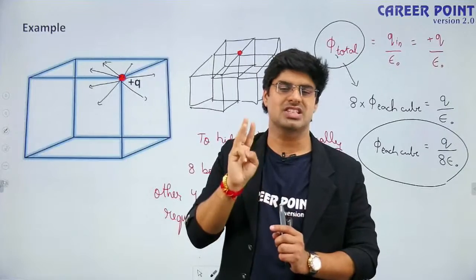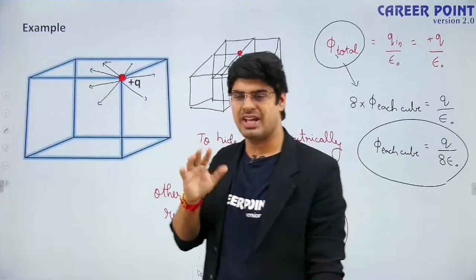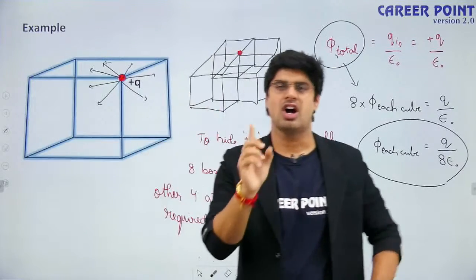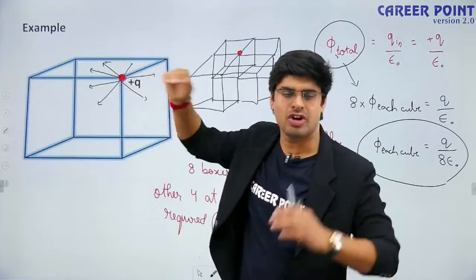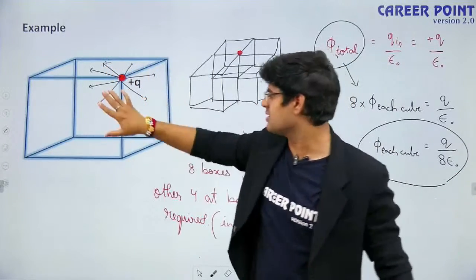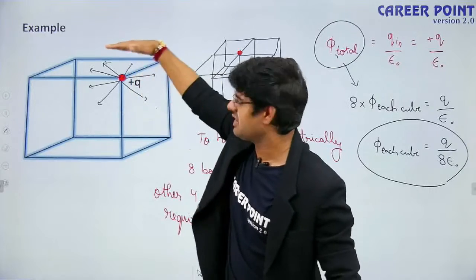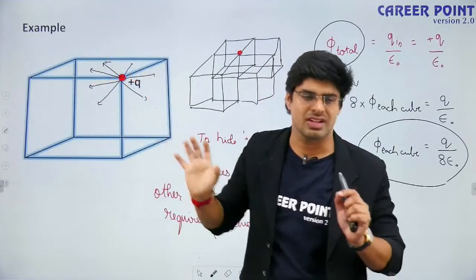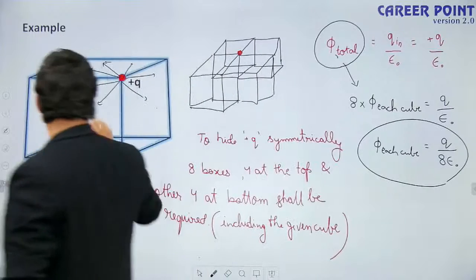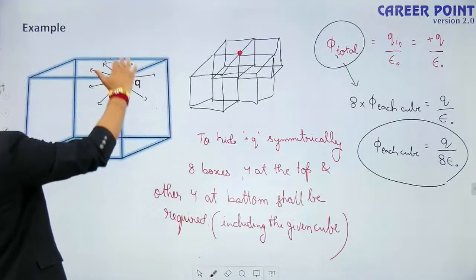So out of 6 surfaces, we have 6 surfaces in one cube. Out of 6 surfaces, 3 surfaces are gone, okay, because this one and the topmost one cannot be counted in total flux. There is no flux passing through these 3 surfaces due to plus q.